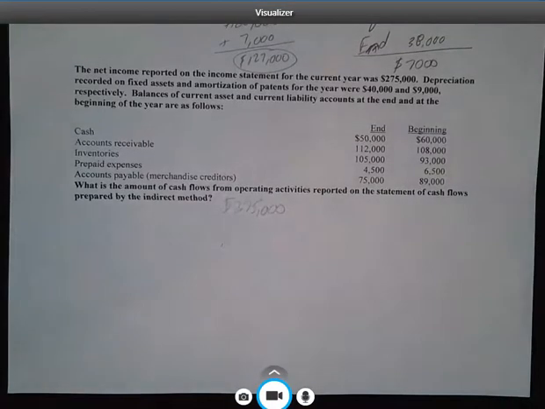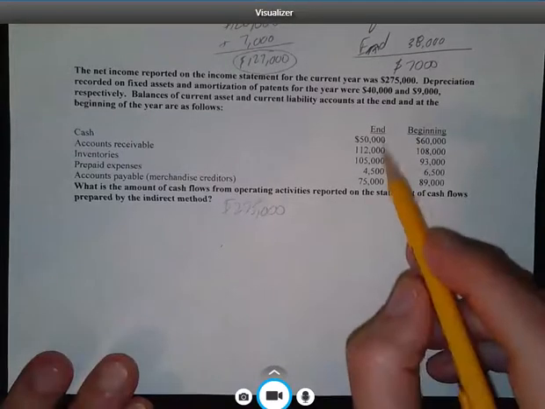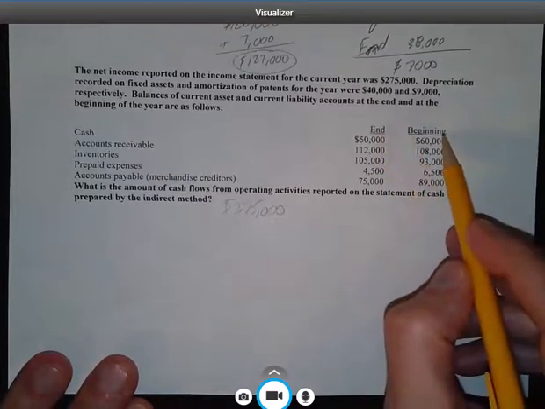Let's see what else. Depreciation recorded on fixed assets and amortization of patents for the year were $40,000 and $9,000, respectively. Balances of current asset and current liability accounts at the end and at the beginning of the year are as follows. So they're giving us the ending amount first and then the beginning.